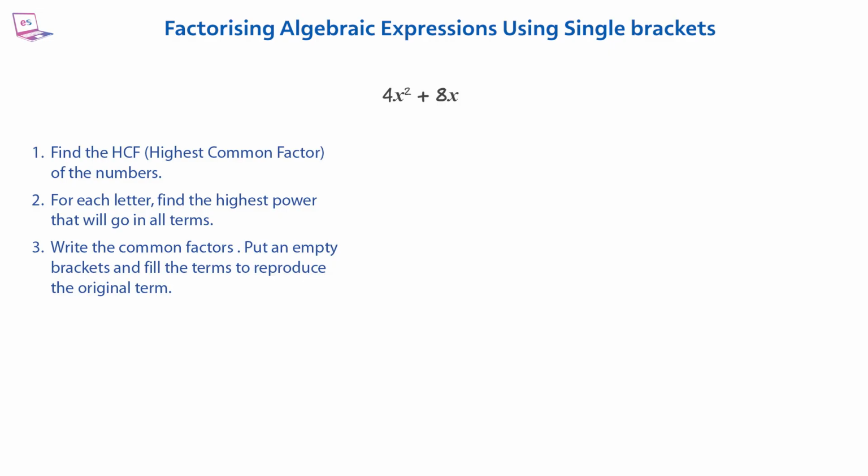Let's start with step 1. In the expression 4x squared plus 8x, the numbers are 4 and 8. The HCF of 4 and 8 is 4.